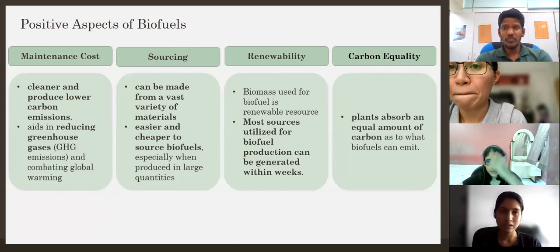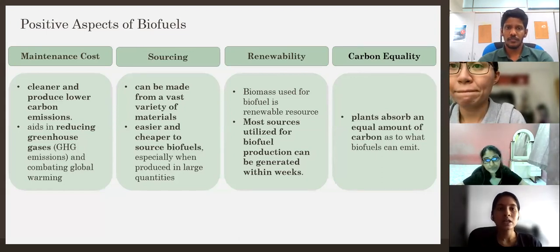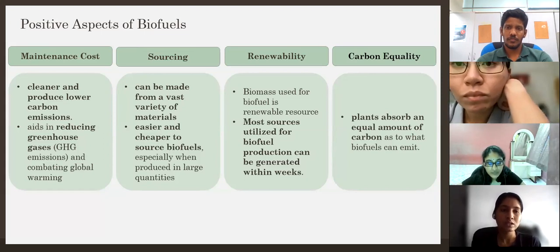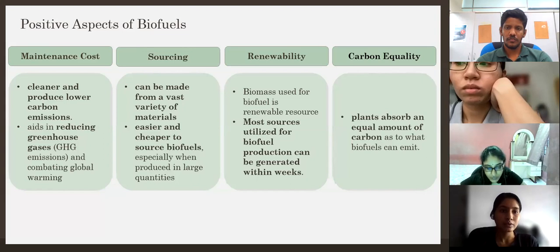First I will talk about the positive aspects of biofuels. The first one is maintenance cost. It is cleaner and produces lower carbon emissions. It also aids in reducing greenhouse gases and combats global warming.